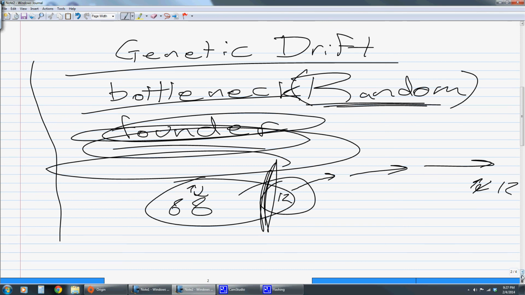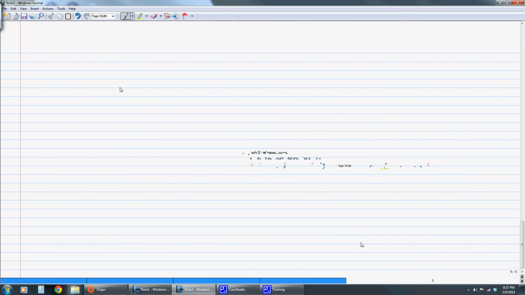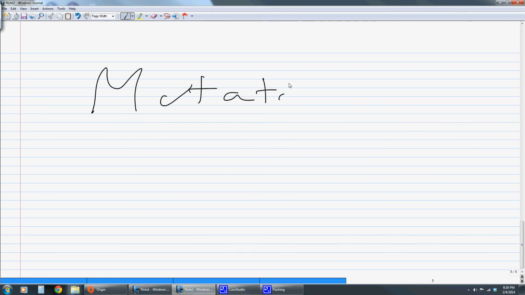If you have those 12 that left, again, you're going to change populations for both the founders and the guys that were already originally there. Now, the next one you can have is mutations. And again, this happens all the time.